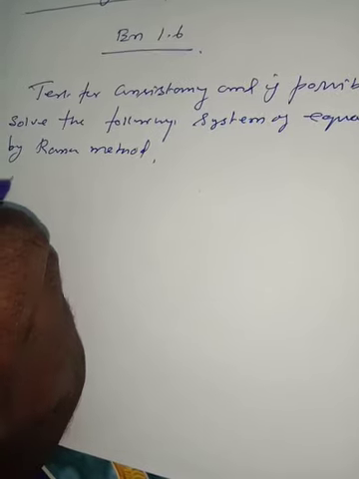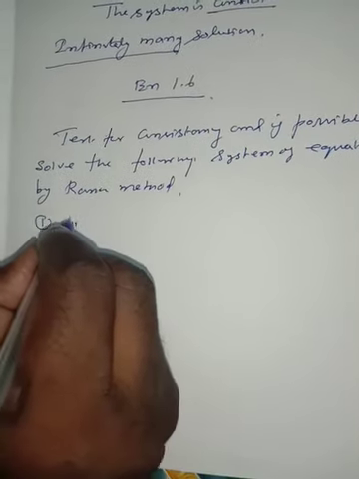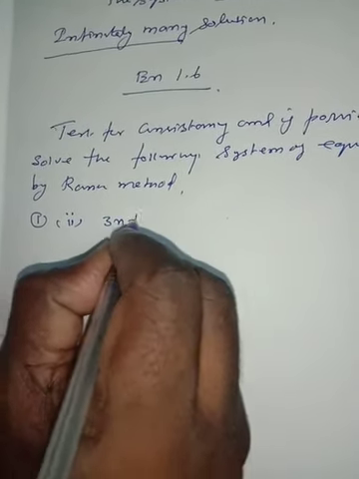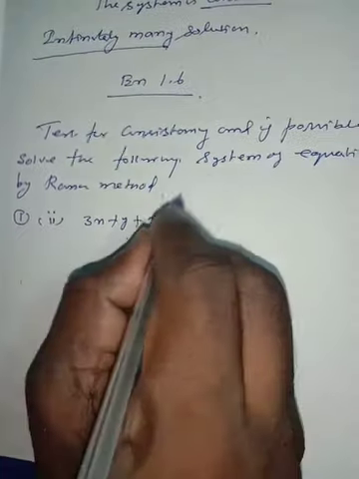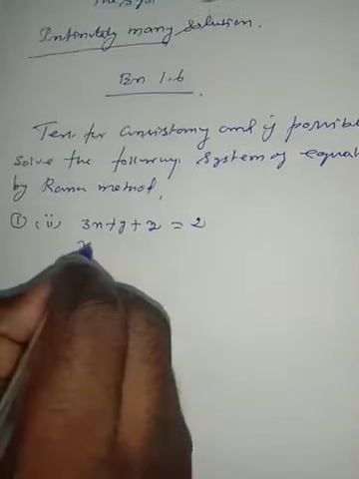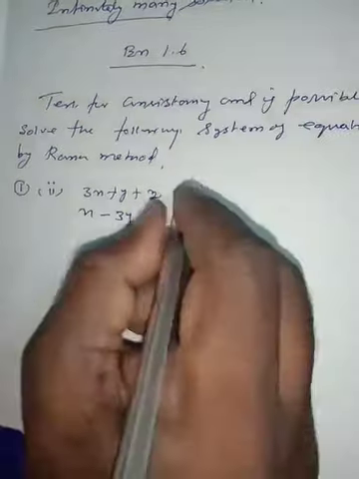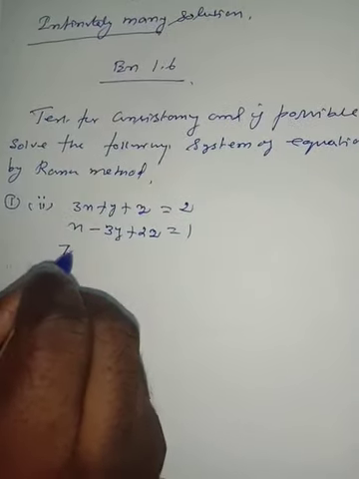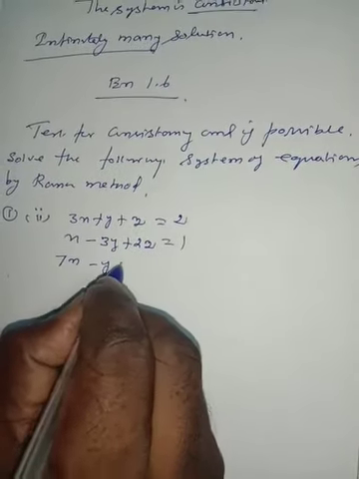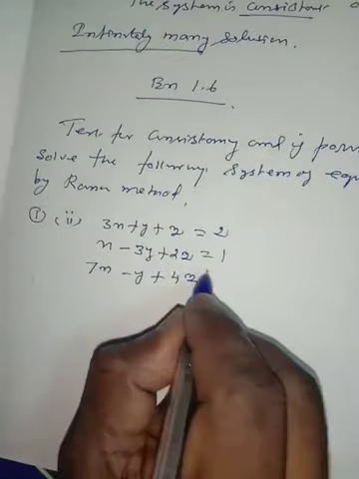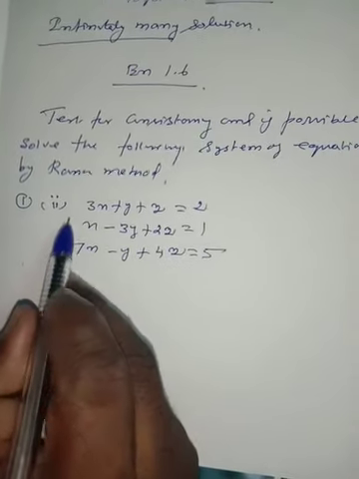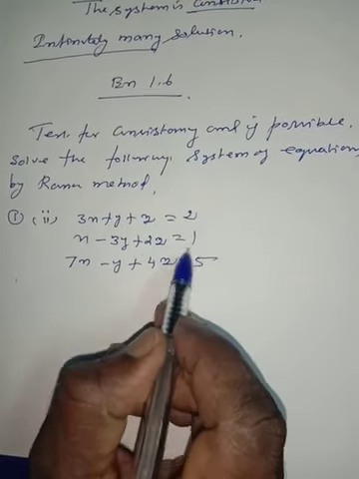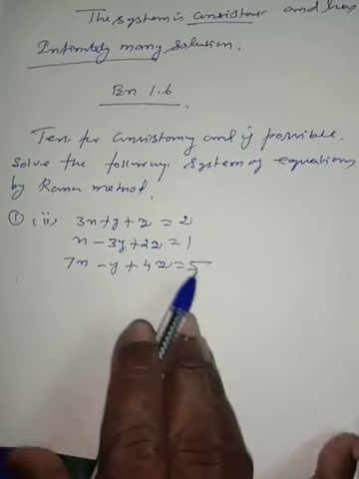Sum number 1, subdivision number 2. 3x plus y plus z is equal to 2, x minus 3y plus 2z is equal to 1, 7x minus y plus 4z is equal to 5.